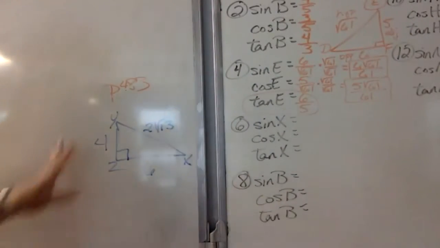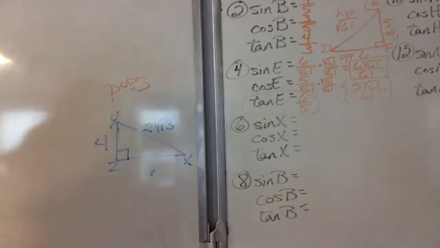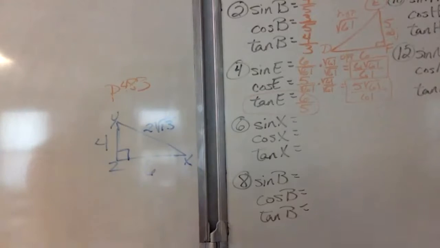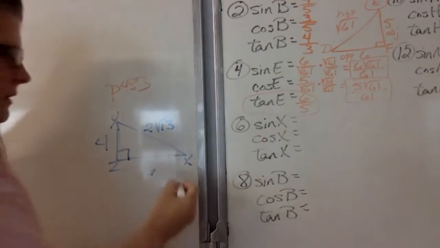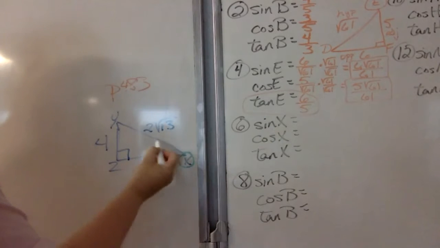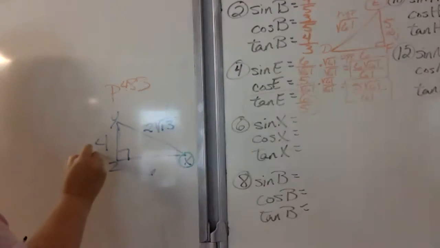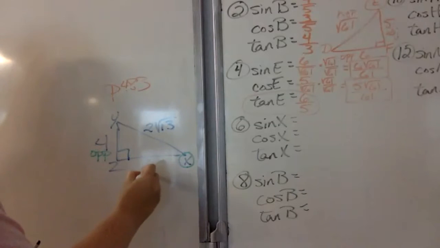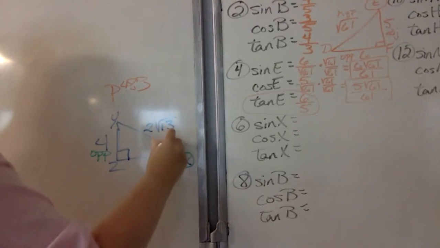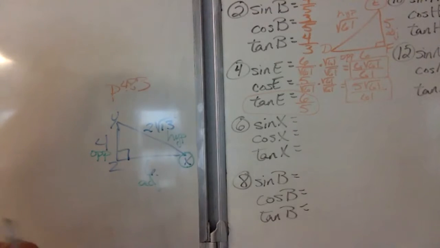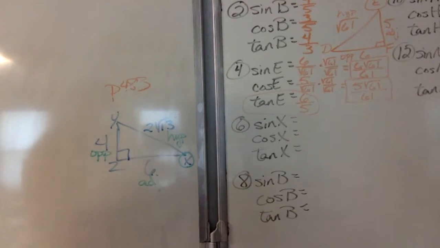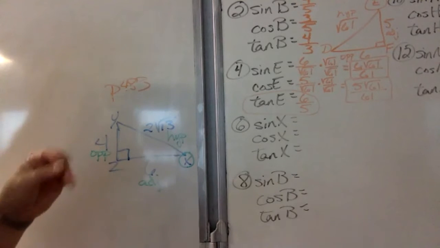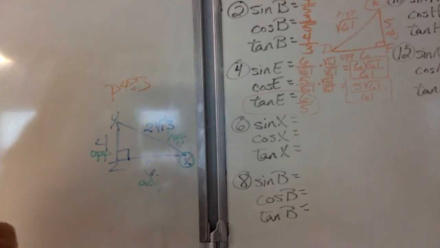Scoot you over a little bit so you can see the triangle. All right, so on this one, this is your triangle. You have it there in your book. But remember, we have to pay attention to what's opposite, adjacent, and hypotenuse. We're talking about angle X this time. So here's angle X, that's my focal point. So the side opposite is the 4. The side adjacent is the 6, and then the 2 square root of 13 is our hypotenuse. So we're going to have to do what we did on number 4. We're not allowed to leave that square root in the denominator.